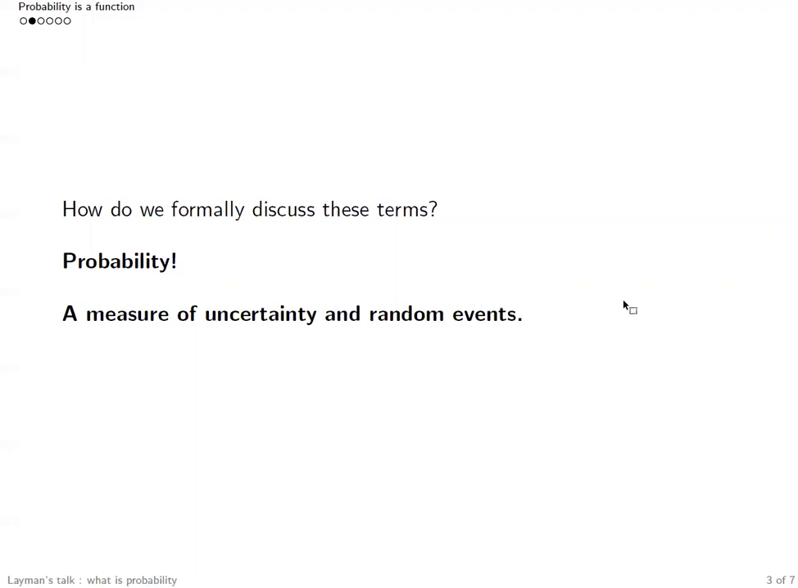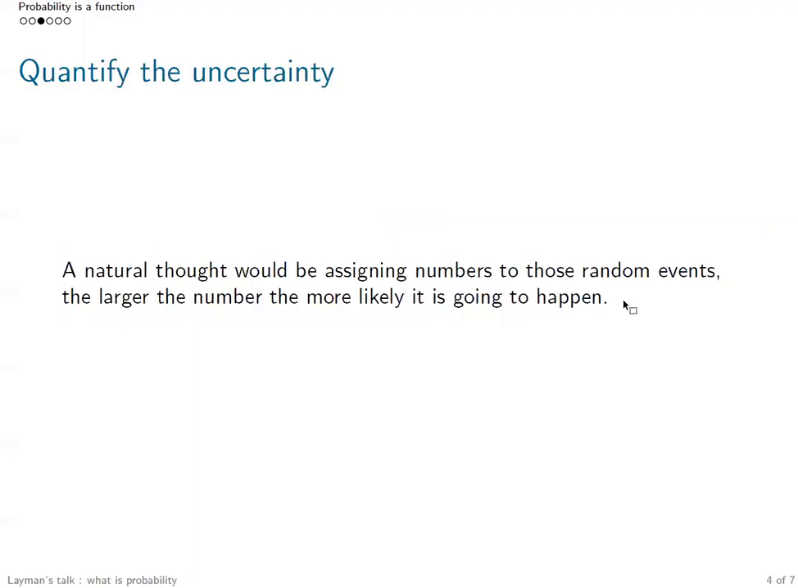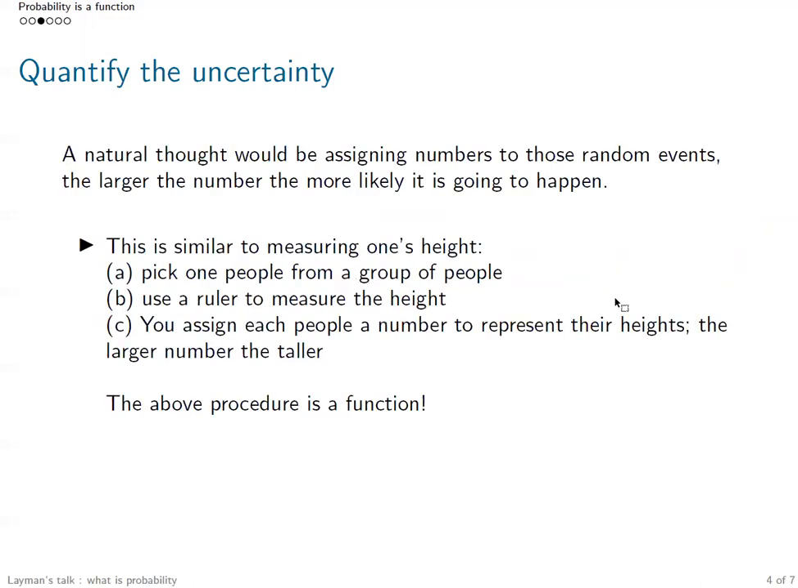But how does it work exactly? A natural thought would be assigning numbers to those random events. The larger the number, the more likely the event is going to happen. In this way, we can quantify the uncertainty, right? This is similar to measuring one's height. So pick one person from a group of people, use a ruler to measure the height. You assign each person a number to represent their height. The larger the number, the taller. Note, the above procedure is also a function.